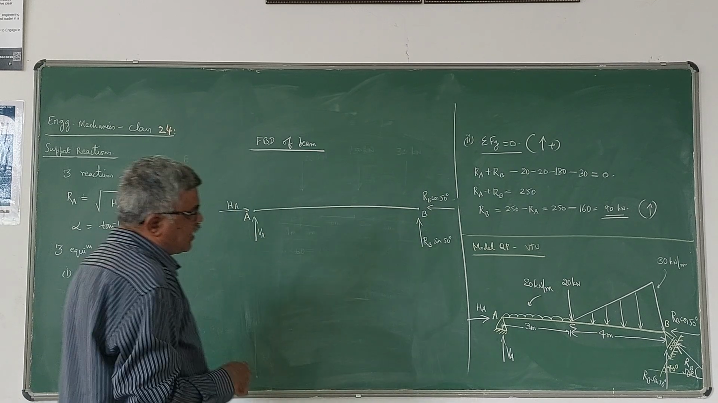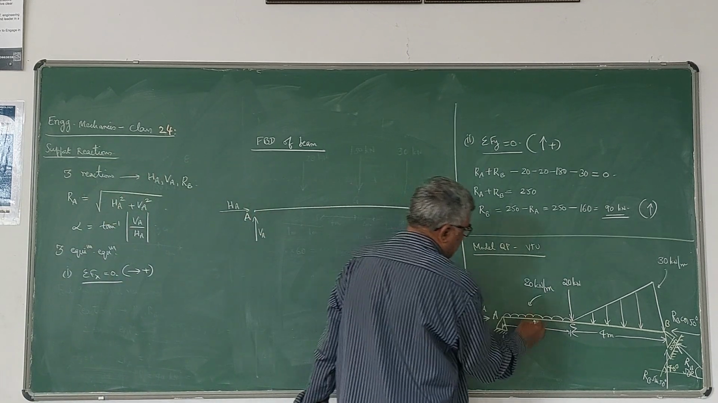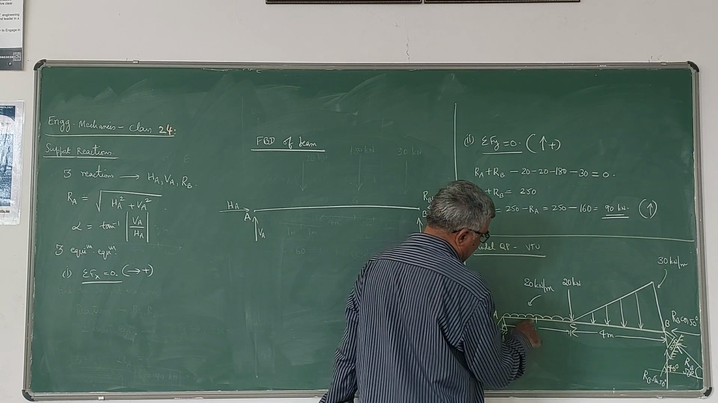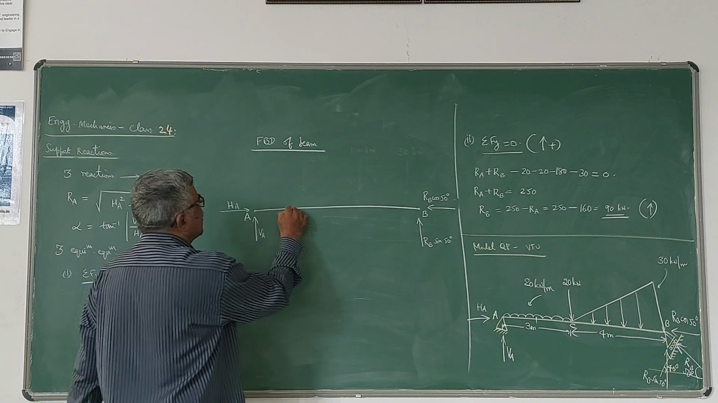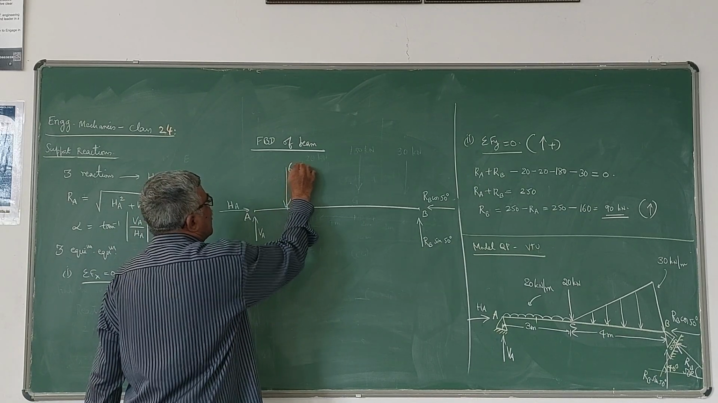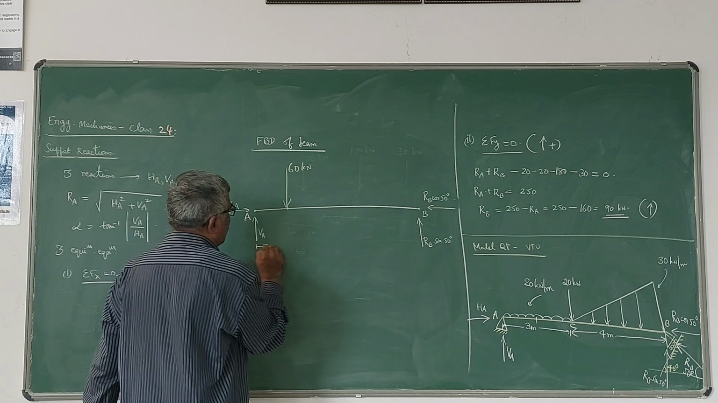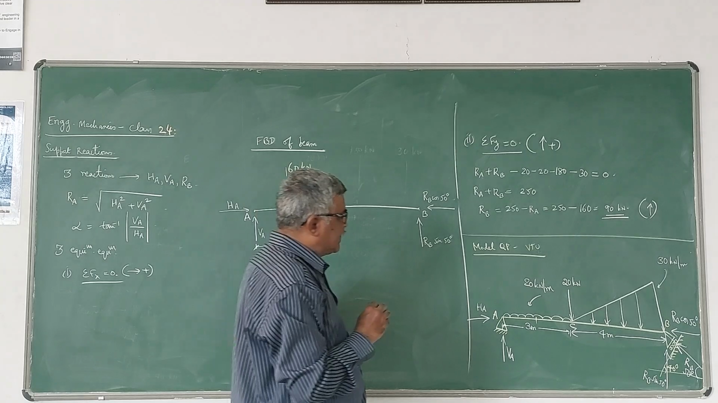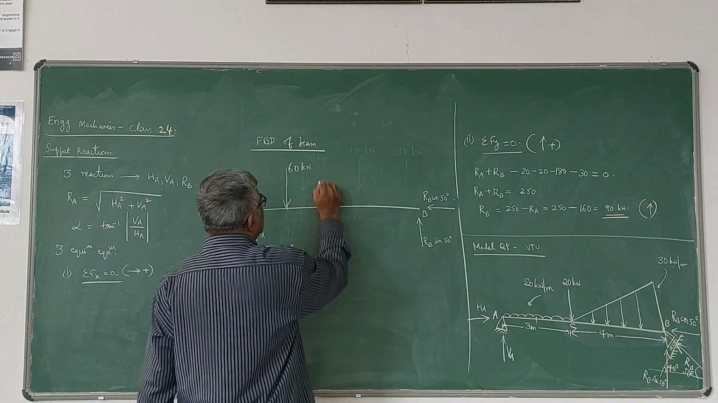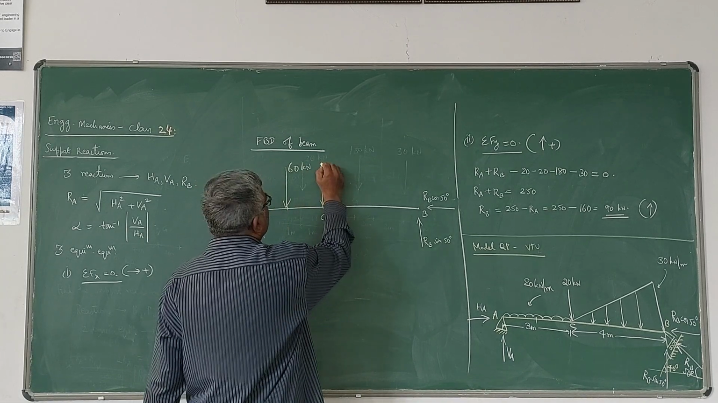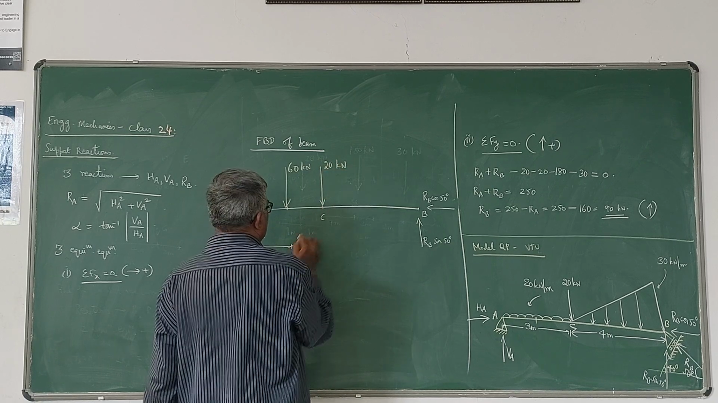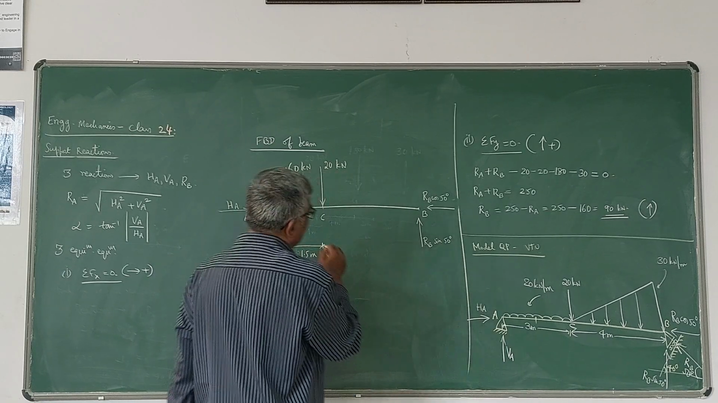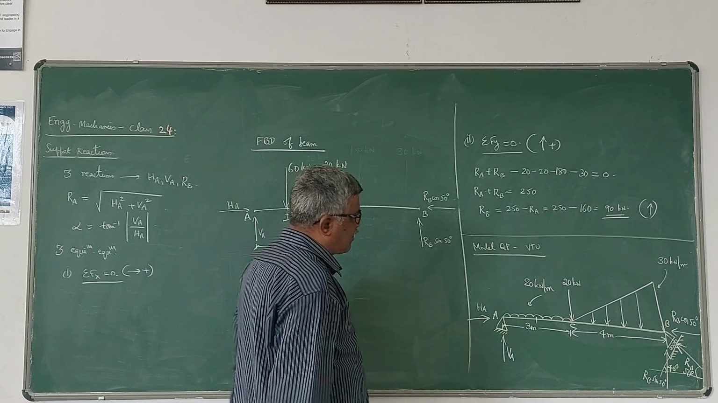Then of course I will convert the UDL to an equivalent point load. So the point load will be 20 into 3, which is 60 kN, acting at the midpoint, which means at 1.5 meters distance from support A. Then at C you have another concentrated load of 20 kN. From B to C the distance is 1.5 meters.